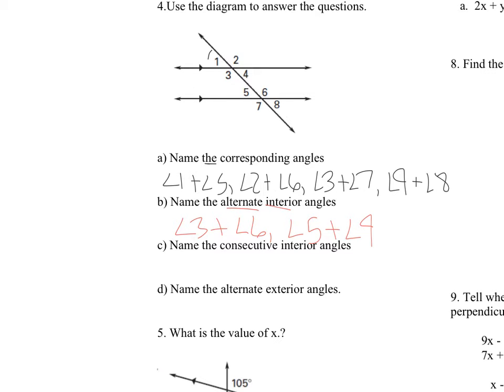Consecutive interior, so we're still inside, but they're on the same side. That's going to be 3 and 5. Now, I'm not going to put the little curve on them because they're not congruent. They add up to 180. And then on the other side there, you have 4 and 6. I keep forgetting the angle symbol, but you get the idea.